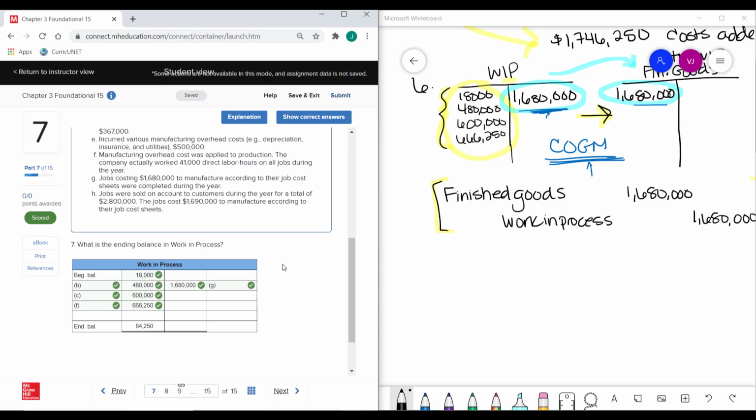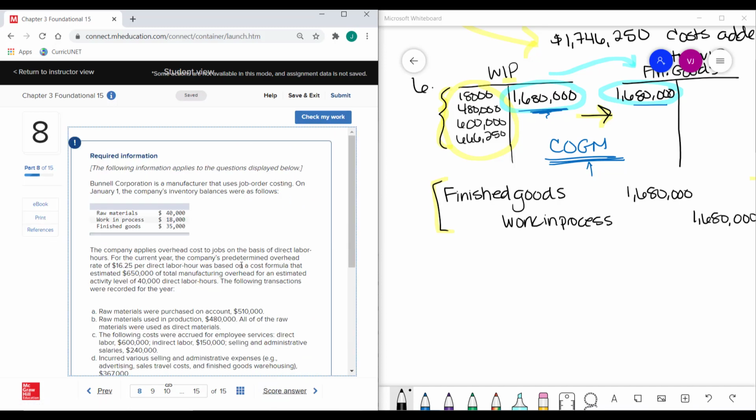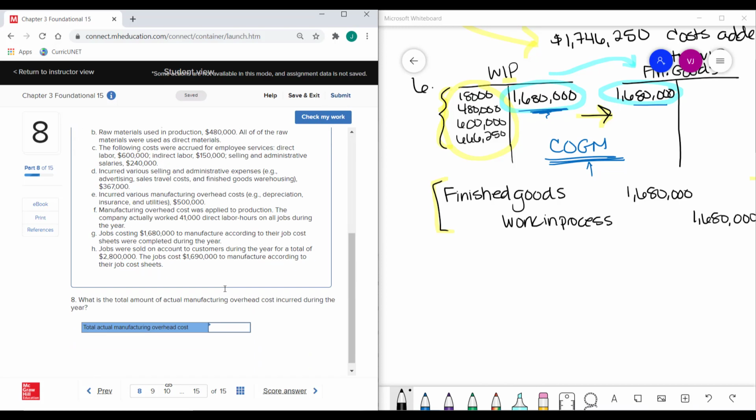And we're all good to go here. And just a little side note, if you're doing this Foundational 15 on your own, before you score your answer, you can check your work as many times as you'd like. So remember that button in the right-hand corner.